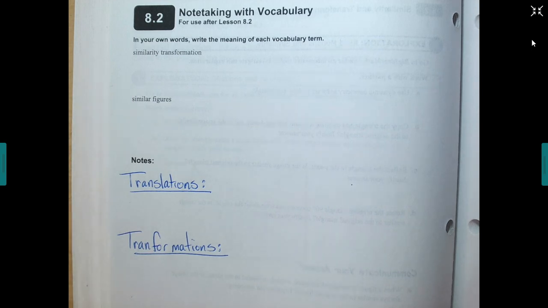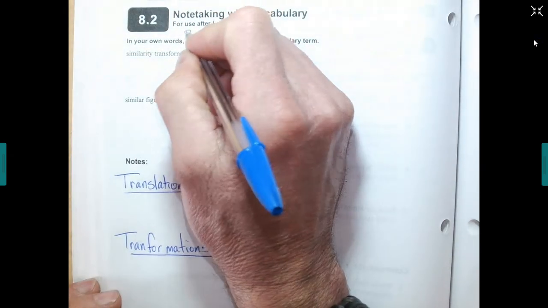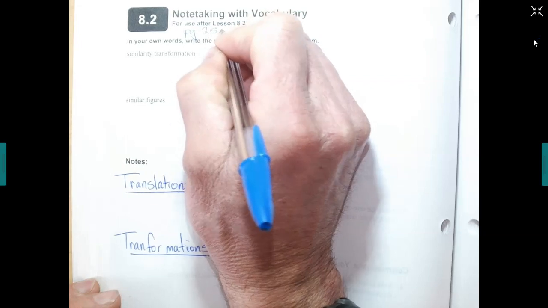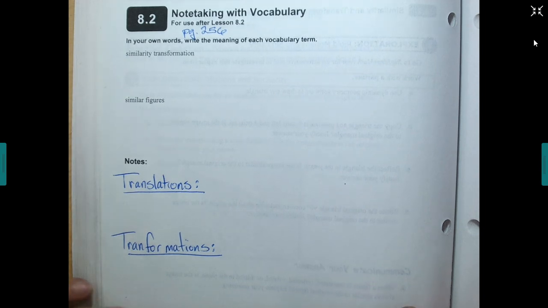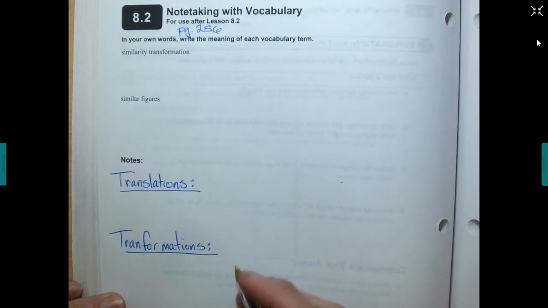We're going to be working on 8.2, and you're going to be taking notes on page 256. So if you want to turn to page 256, that's where I'm at, and that's where we'll be taking some notes. Today, 8.2, we're going to be talking about translations and transformations.